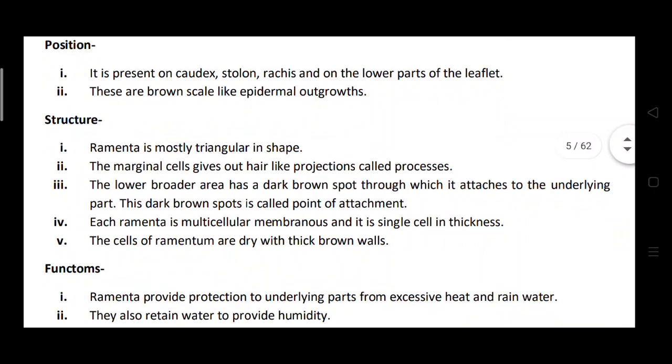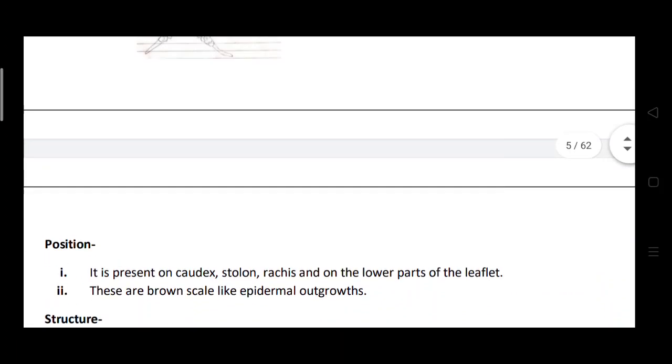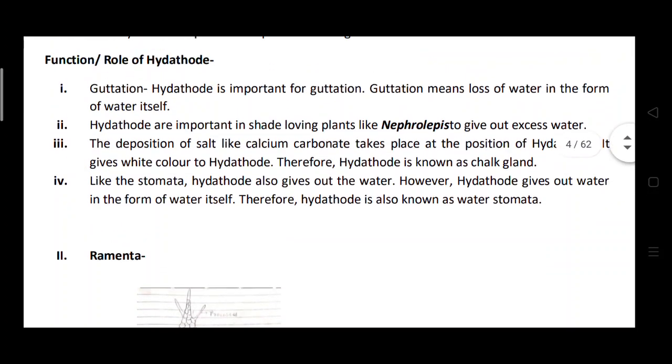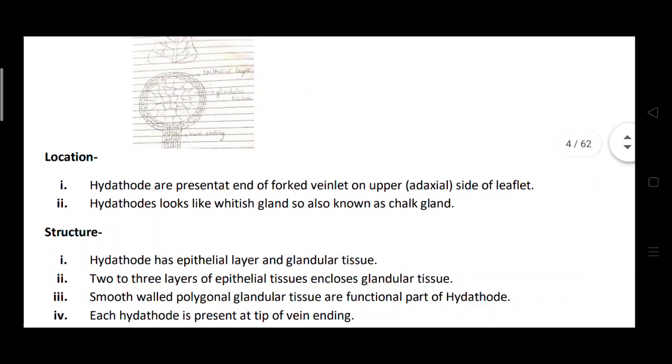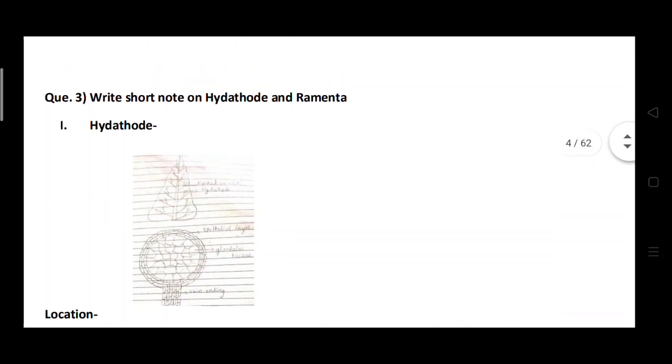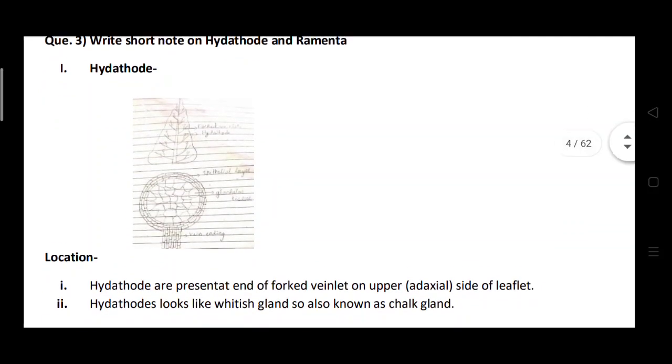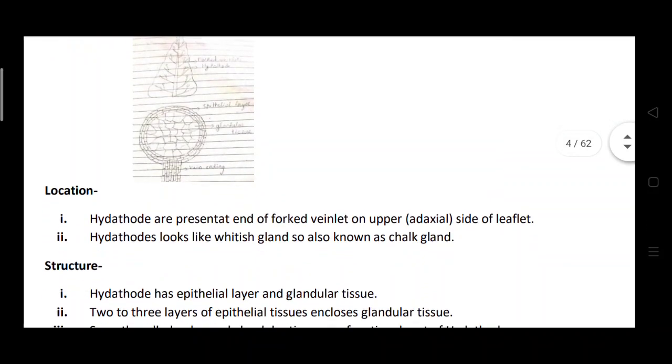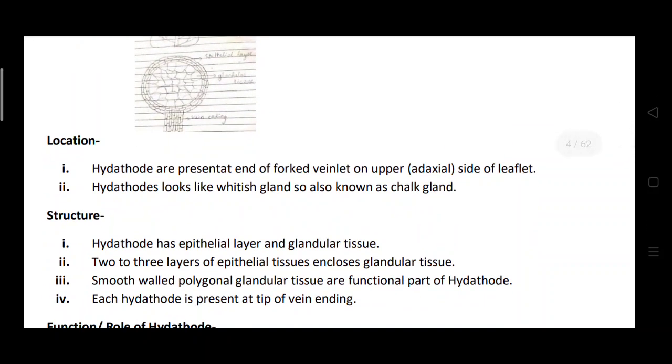The functions of the ramenta: first is protection of the underlying parts from excessive heat and water, and also they can retain water to provide humidity to the plants. So these are the two structures which are found in the plant Nephrolepis. The first one is the hydathode. In hydathode we discussed the location, structure and functions. So location, where it is present.